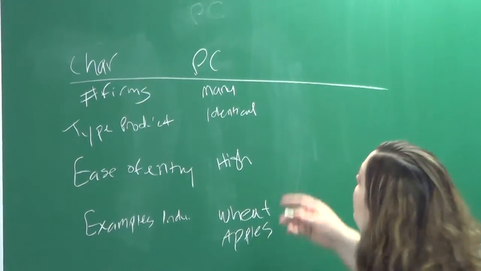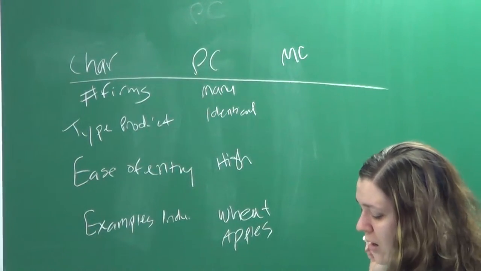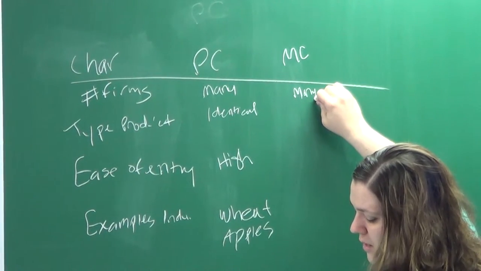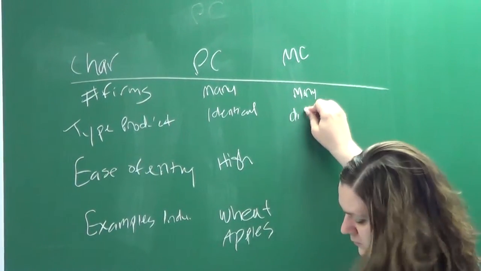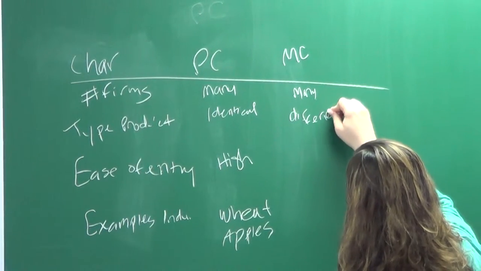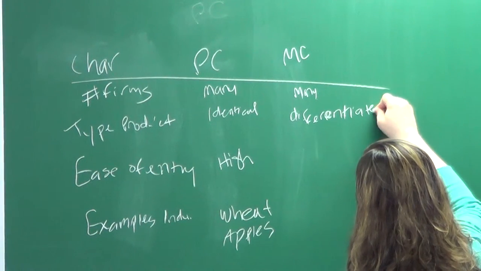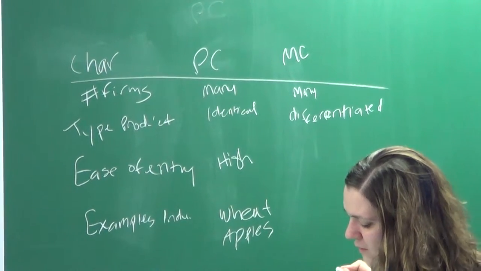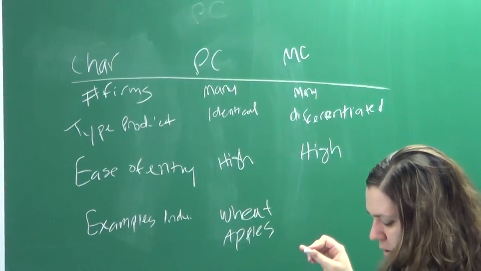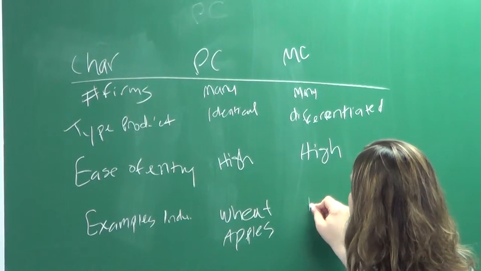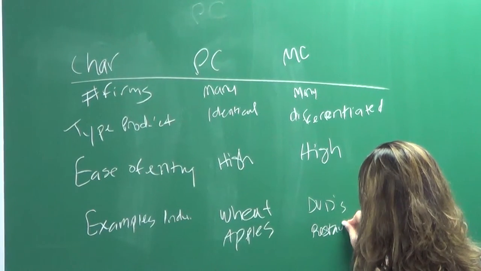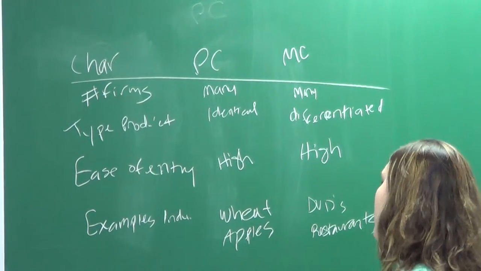For monopolistic competition, number of firms are again many, but the products are now differentiated. Ease of entry is high, and an example of the industry would be selling DVDs or restaurants.